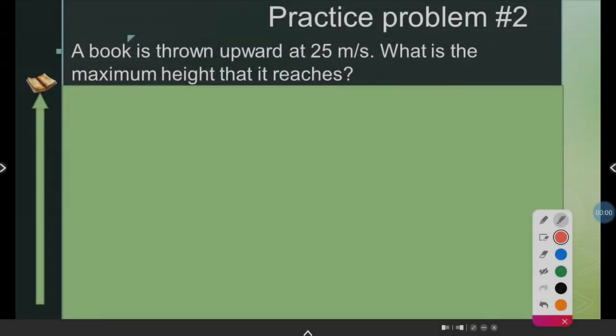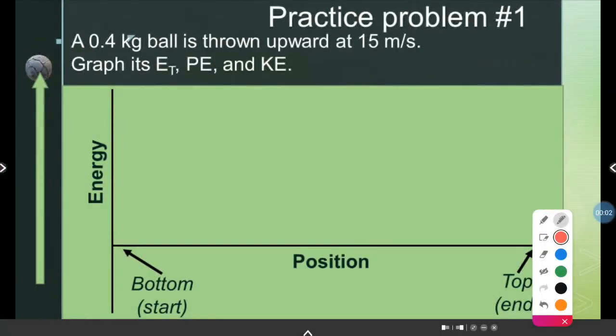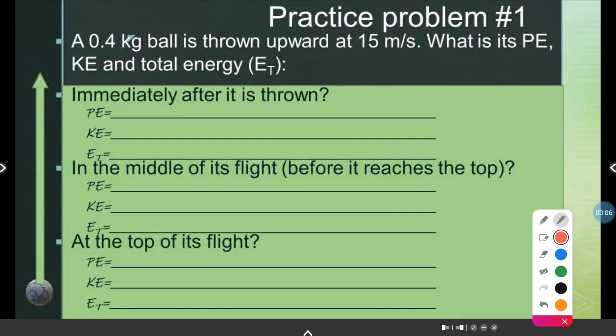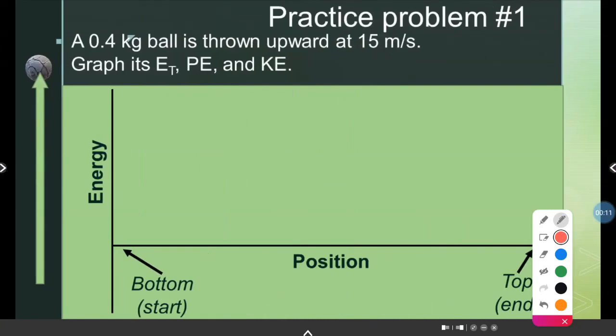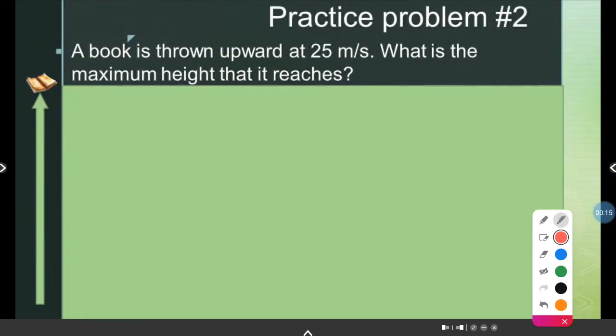So I have just a little bit of bad news for you. We did this graph. We looked at all of this stuff here. The only problem is that it helps you to understand the law of conservation of energy, but none of the problems you will have are going to look this way. They're actually going to look something like this.